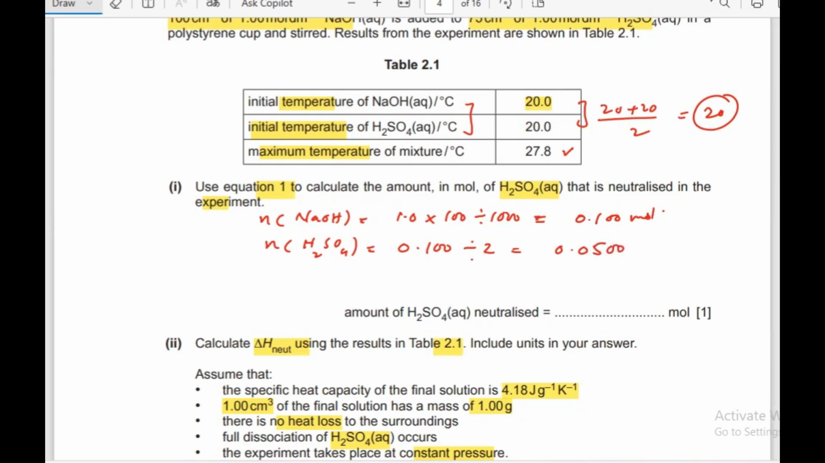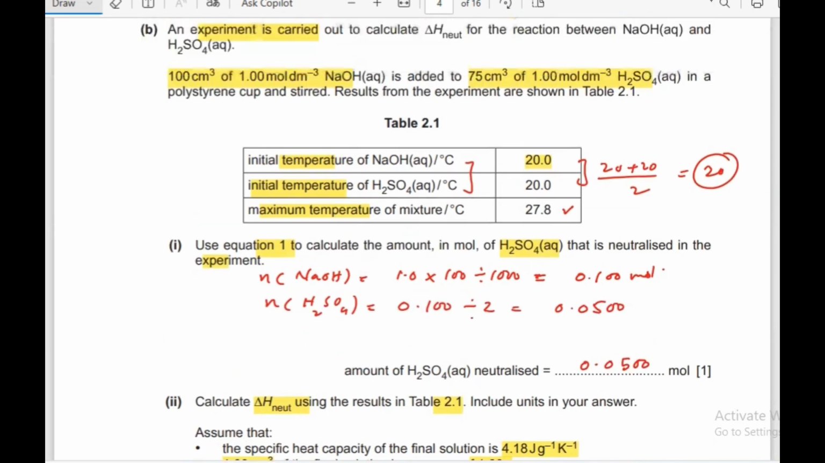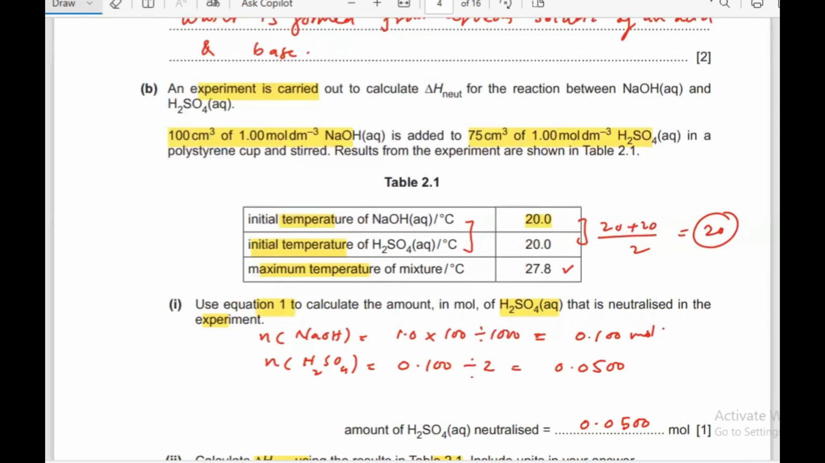So moles of sulfuric acid neutralized are 0.0500. Although sulfuric acid has its own data, like 75 cm³ of 1.0 mol per dm³, we can also find the moles from this, but the sulfuric acid is in excess. So he's asking about the moles of sulfuric acid that is neutralized. So this much amount is neutralized.